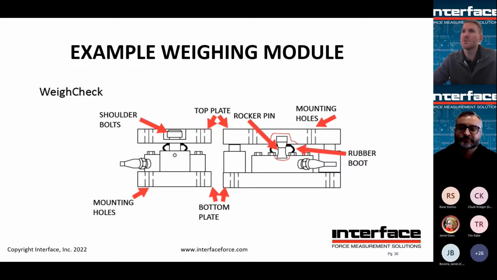So from top to bottom, shoulder bolts, that's going to help with your side checking. Obviously, the top plate is going to be fixed to the foot of the understructure. Mounting holes on the bottom plate so that it can be mounted or bolted into the concrete. The rocker pin is going to make sure that the loading is going through the correct axis, and the rubber boot is there simply to keep away debris.